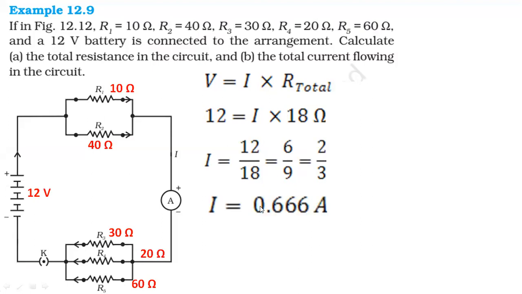And the total value would be 0.6666 ampere. So this is the total current. You can even round it off to 0.67. Okay, it's up to you. You can keep this value as 0.66666, or you can round it off to 0.67. Both answers are correct. Okay, it's totally up to your decision.